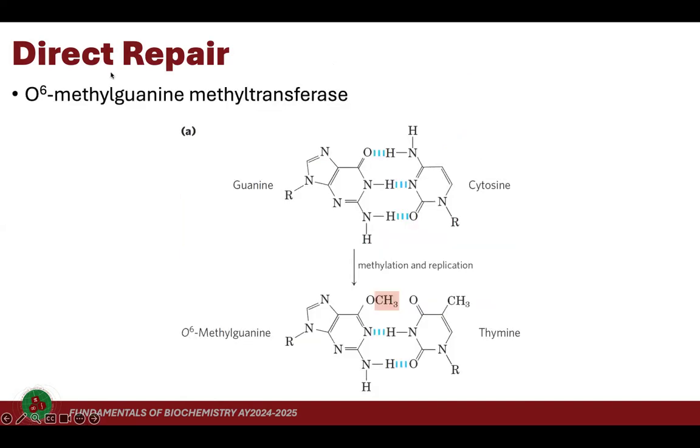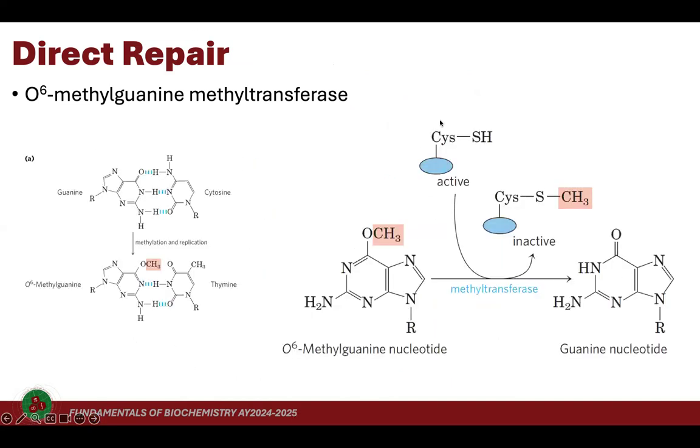Next is your O6 methylguanine methyltransferase. So this addresses the methylation of your guanine residue. This methyltransferase uses a cysteine residue in its active site. The methyl in your methylated guanine is removed and passed on to this cysteine residue, so that you recover the original guanine nitrogenous base.